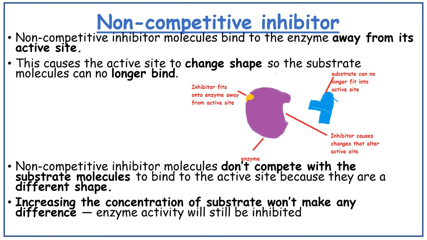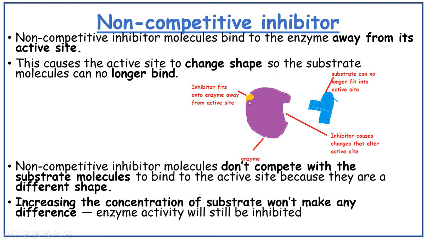So non-competitive inhibitors bind to the enzyme away from its active site, and this causes the active site to change shape so that the substrate molecules can no longer bind. So a non-competitive inhibitor binds at a site away from the active site, and that causes the active site to change shape so the substrate is no longer complementary to the active site. So a non-competitive inhibitor is where the molecules don't actually compete with the substrate molecules to bind to the active site because they are a completely different shape.